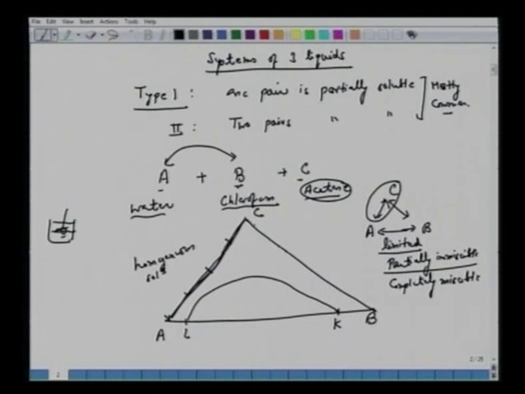Similarly, if we add B and C and stir them properly, then we have a completely homogeneous solution, or a completely miscible system. On the other hand, if you mix A and B and look at this, now we have this phase diagram. There will be a separation. So here also we see some segments between A and L and K and B, in which we can say that the mixture of A and B is miscible.